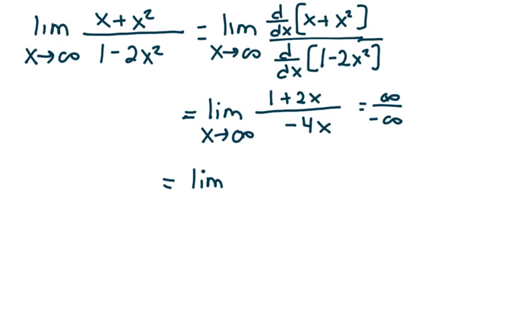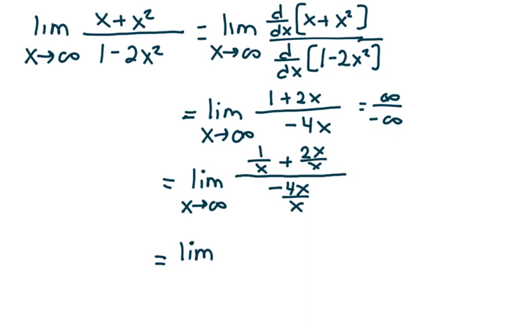I want to show you how I'm thinking about it. What you can do is divide numerator and denominator by x. When you do, you get 1 over x plus 2. In fact, let me write this. I get 1 over x plus 2x over x, divided by negative 4x over x. And so this is the limit as x goes to infinity of (1 over x plus 2) divided by negative 4.